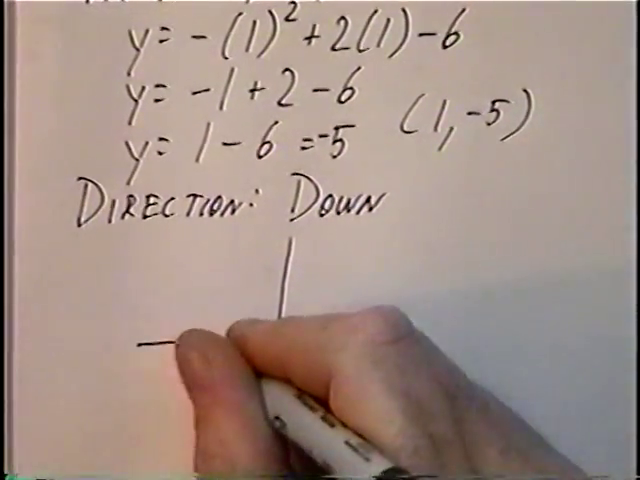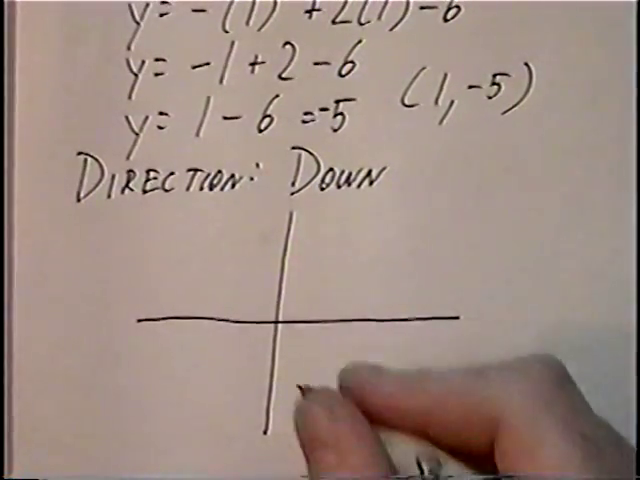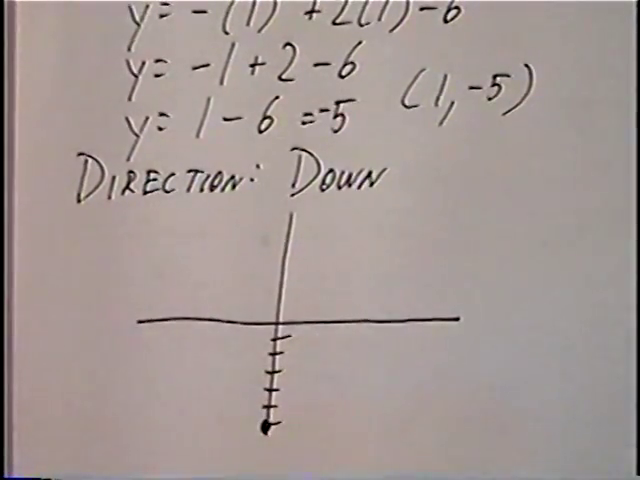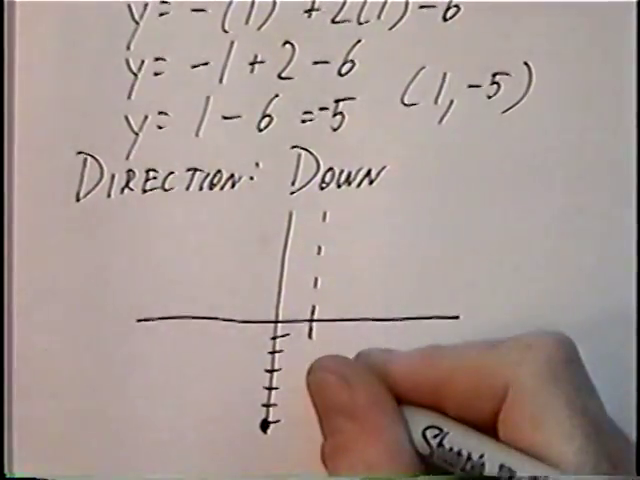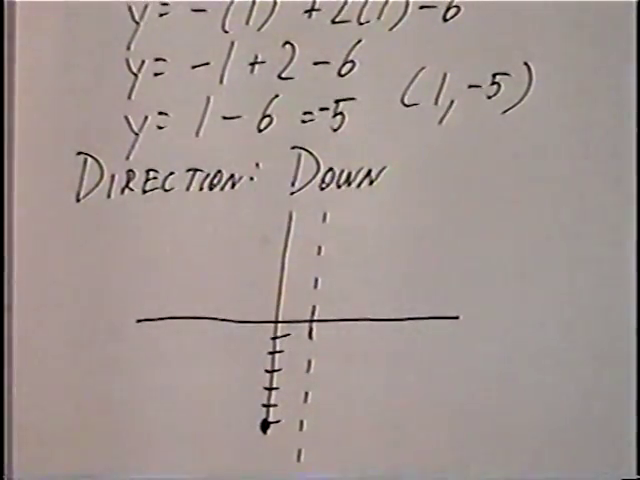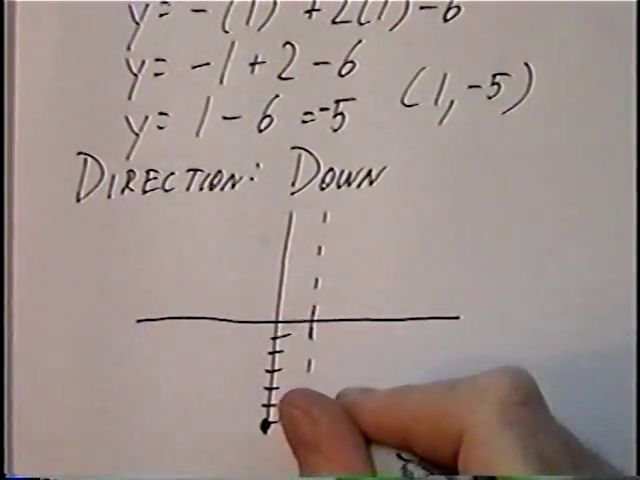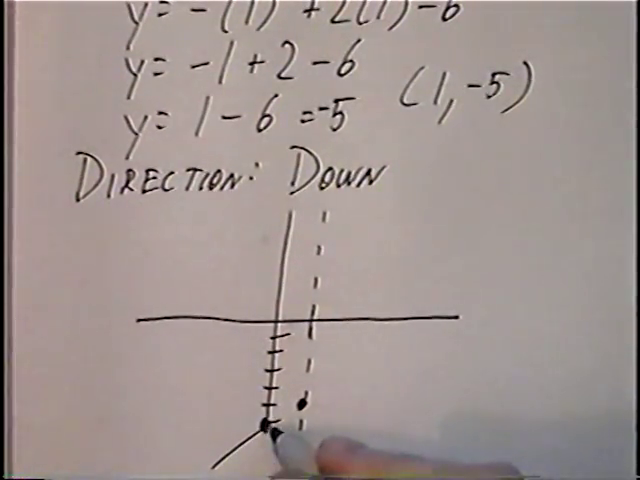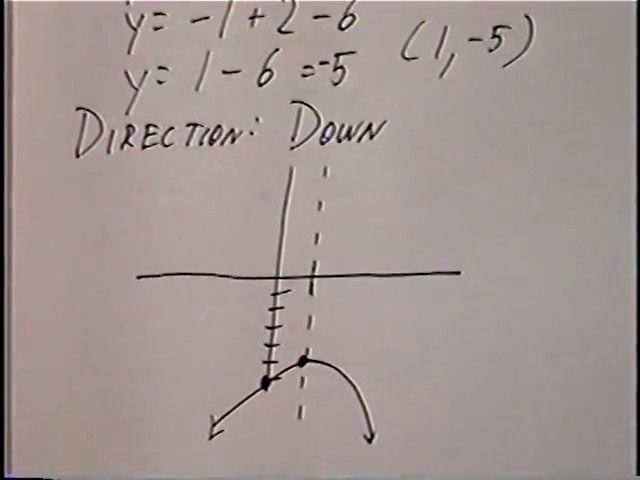Graphing from here. We draw the y-intercept, which is at negative 6. The axis of symmetry is at x equals 1. The vertex is at 1, negative 5. And the direction goes down, so we'll go through the vertex, through the y-intercept, and draw the quadratic equation for the question.